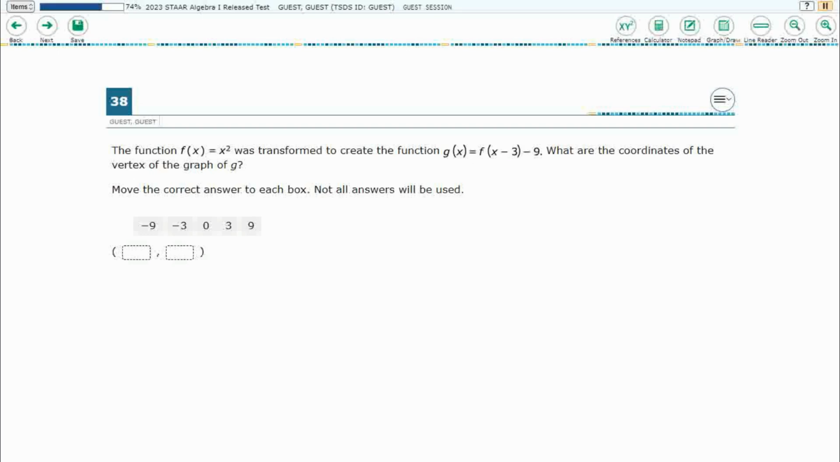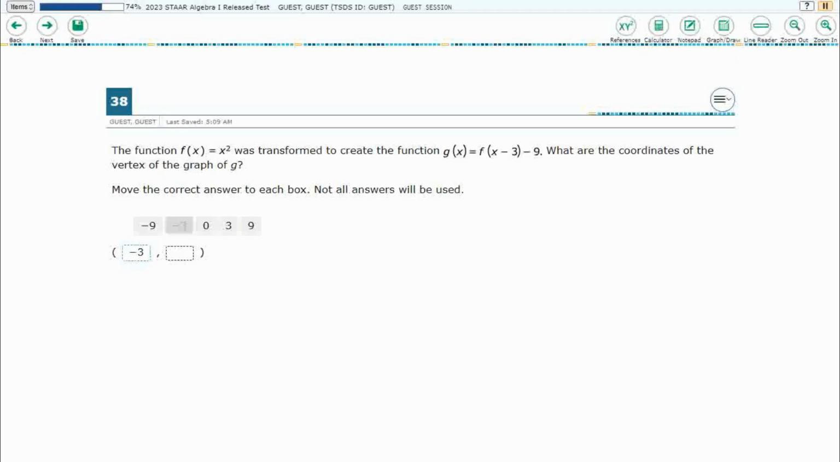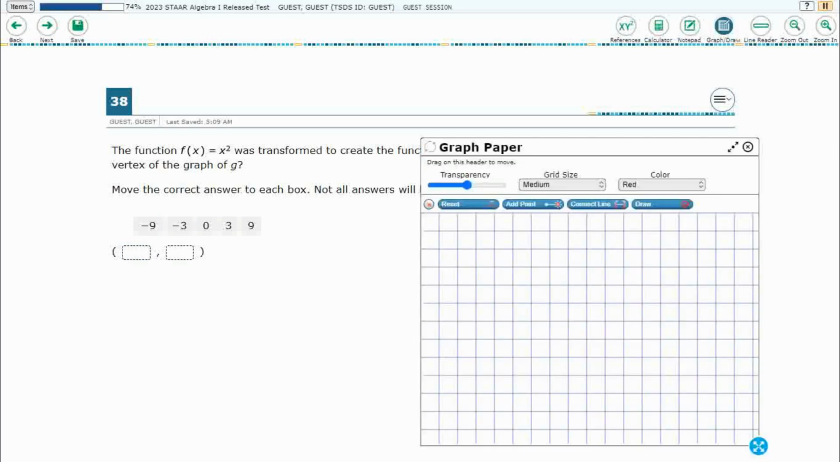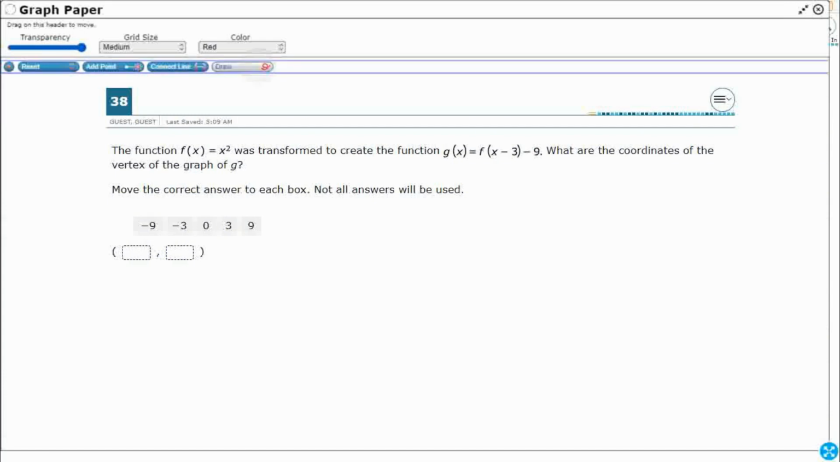So this is drag and drop, right? We're going to need to make the coordinates of the vertex. Let's see what happens if we just try to answer one: it's going to say you've not answered everything. So let's make sure we answer both the x and the y coordinates, because this is a 2-point problem, one for each coordinate. Let's start by talking about what we know about parent functions and how they get transformed. Then we'll use the calculator to double check our work.